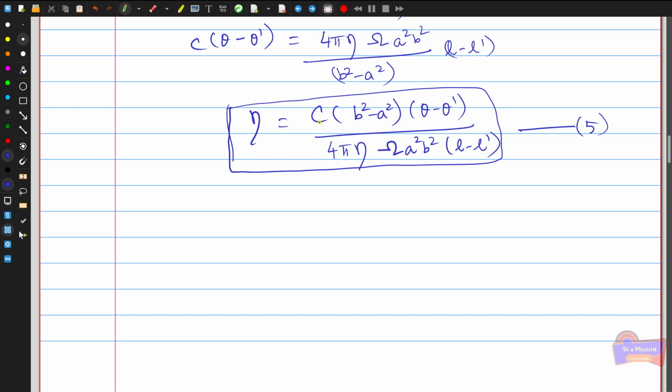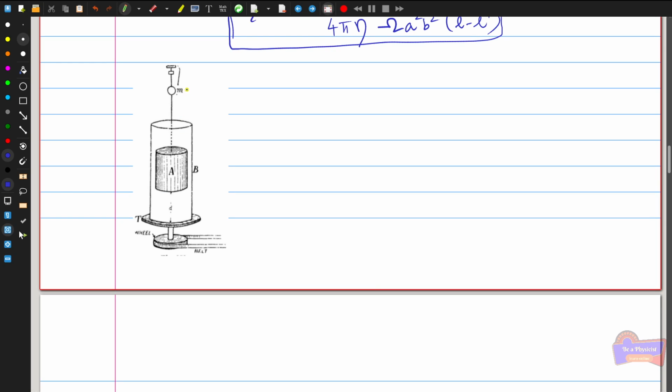Similarly, C we can also calculate from this experiment, and omega we can set on the rotational motor with some angular velocity, so I can fix omega also. L and L prime are the lengths of the two different cylinders which we have considered. So only the value of C has to be calculated using the experiment, so that I can find the coefficient of viscosity.